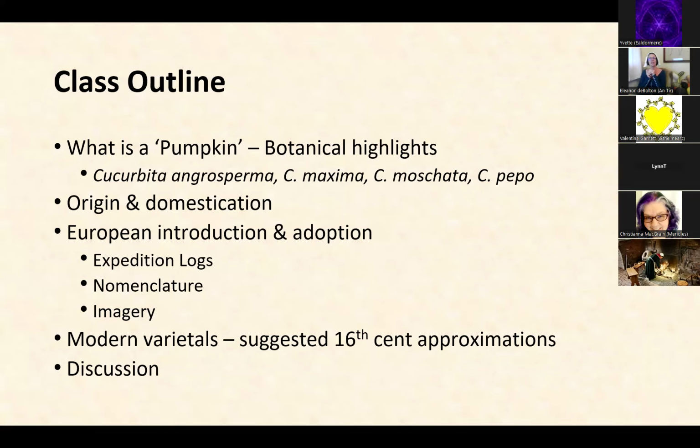We're going to talk about, from an archaeobotanical reference, where the origin and domestication patterns are. And then looking at some of the more European historical contexts of expedition logs and herbals and things like that, where we think that introduction and usage patterns started. And then a quick glance over our modern varietals that are usually available to us in supermarkets and how they are more or less applicable to the recipes that folks are pursuing.